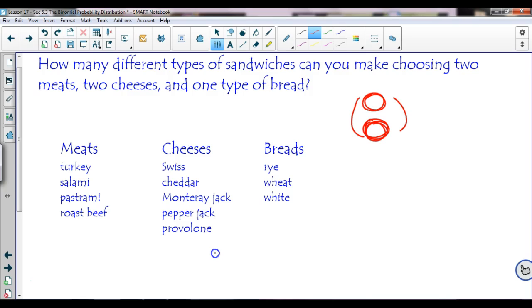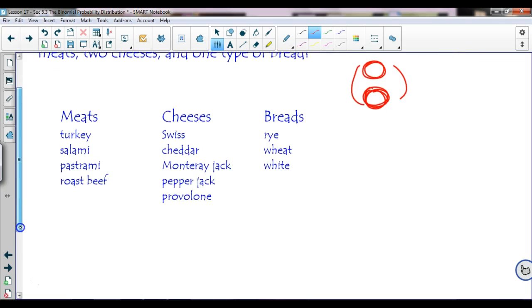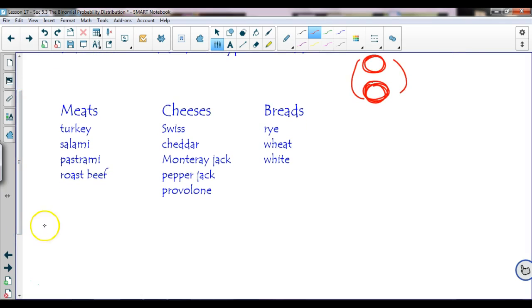Three separate. Okay, but then what do you do with those three separate ones? Multiply. Goes back to the counting principle. So this first one, the meats, our options for meats, we have how many meats? 4, and we're choosing how many? 2. It is a combination because the order doesn't matter.